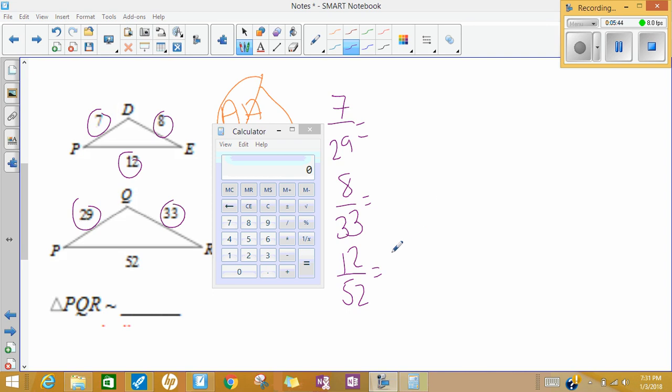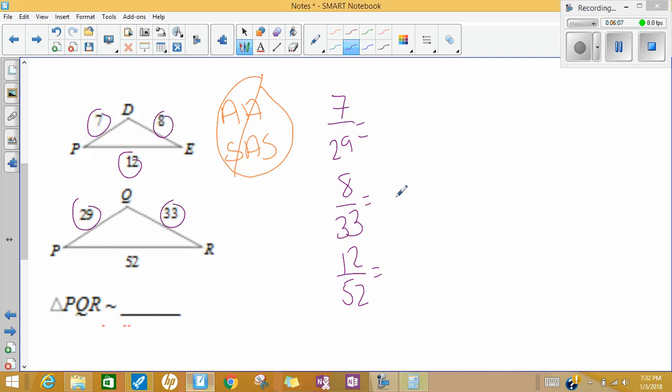So I got my calculator out. I can do 7 divided by 29. Oops, I think I made a mistake. 7 divided by 29 is 0.2413. 8 divided by 33 is 0.2424. Right away, those are not the same, so these are not similar.